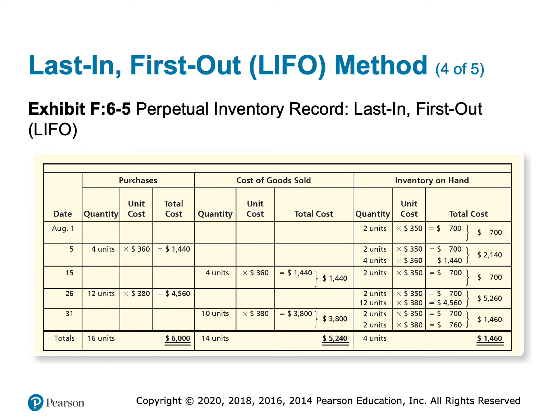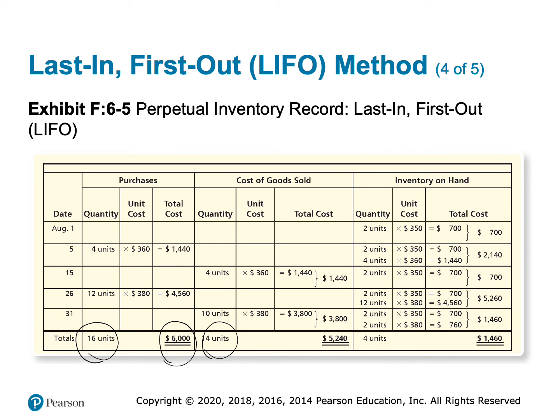So we still have 4 units left on hand, but we're now assuming that those 4 units are 2 of those original at 350 plus 2 of the new ones at 380. So if you notice, we still bought 16 units. We still paid $6,000. The purchases column didn't change at all between FIFO and LIFO. We still sold 14 units, but now notice cost of goods sold is $52.40. If you look back under FIFO, it was $51.80.